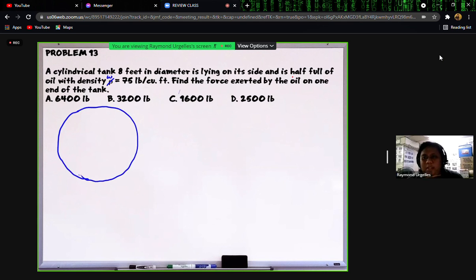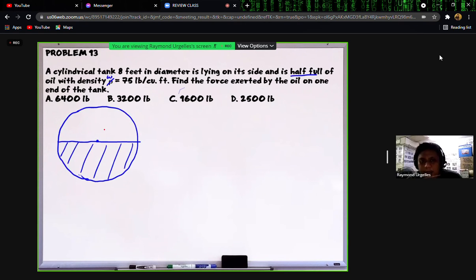So we can have a circular base, di ba? Tapos nakalagay naman diyan, so this is half full. So ibig sabihin, dun lang tayo sa lower half. Okay? So ito lang yung nakasubmerged doon sa fluid natin. Or in this case, yung fluid natin is oil. So yan lang yung i-consider natin. Okay? Okay ba? So then, find the force exerted by the oil on one end of the tank.